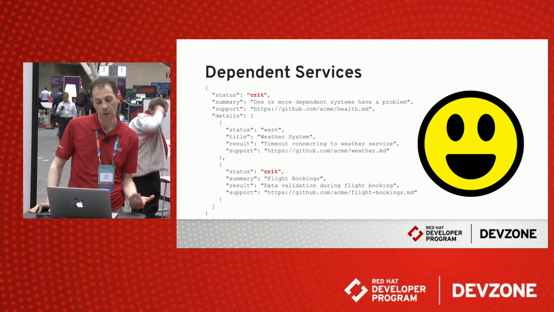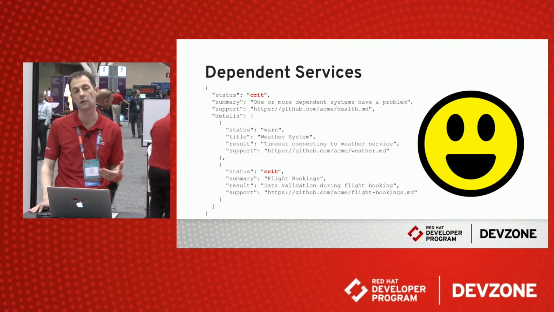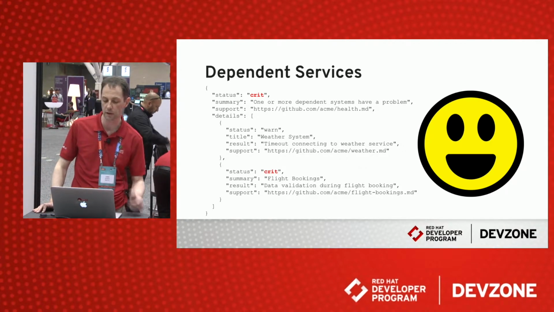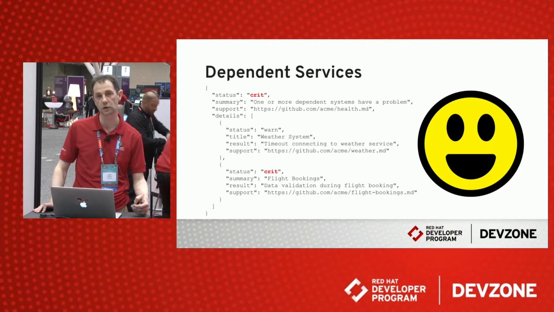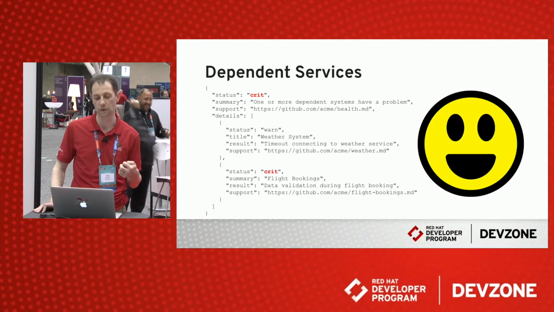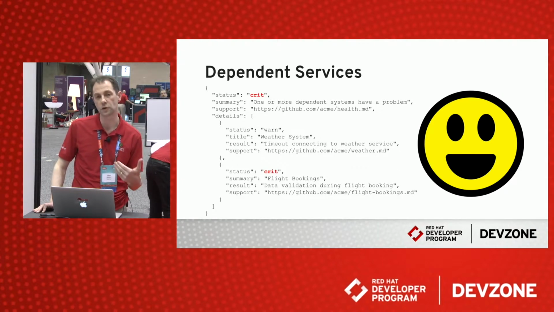So similarly, by taking a layer of abstraction down and creating an array of the various reasons why something may be in a particular condition, you can see here that the flight booking system is in a critical state, and that has the dominant status that governs the overall status of the health endpoint itself. And again, the amount of information you can include here can vary. It depends on what suits.